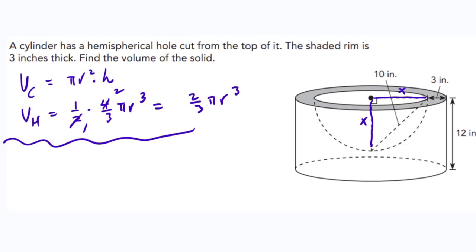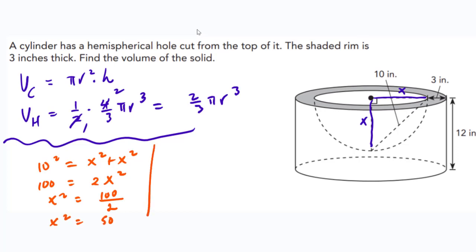So to calculate x, let me just switch up my colors a little bit. I'm going to simply have 10 squared equal to x squared plus x squared. As a result, I'm going to have 100 equal to 2x squared. So my x squared is simply going to be 100 divided by 2. So x squared then is going to simply be 50. And as a result, x is going to be the square root of 50. So that's going to be my x, and I'm going to leave it like that. So this right here is simply going to be the square root of 50.